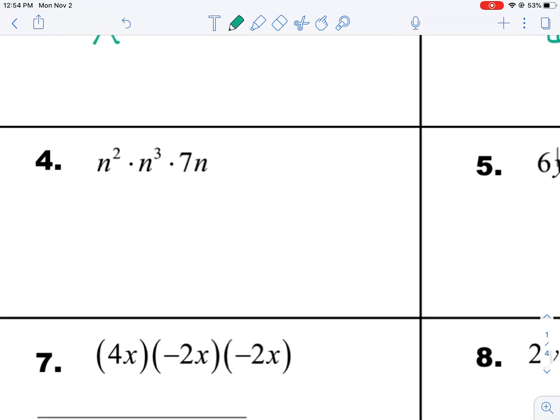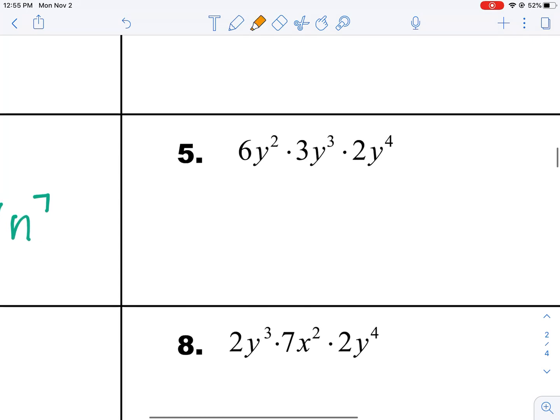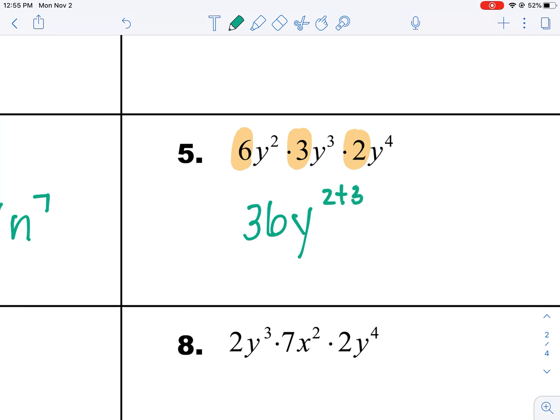With number 4, you can see there's a coefficient, but since there aren't any other coefficients, we're going to bring the coefficient down, keep our base the same, add up our exponents, and get 7n to the 7th. For number 5, we have 3 coefficients that we need to multiply together. So 6 times 3 times 2 would be 36. We're going to keep our y base the same, add up our exponents for a final answer of 36y to the 9th.